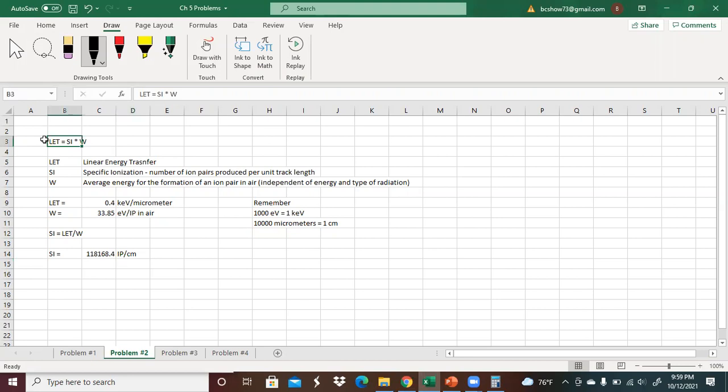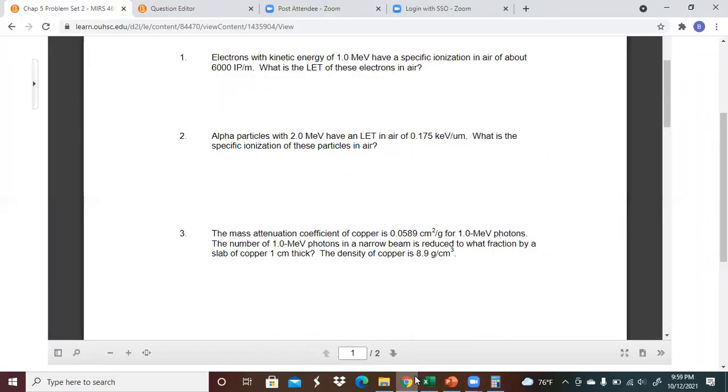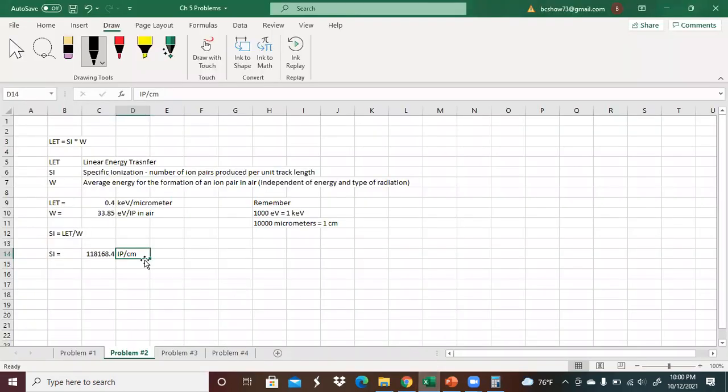Again, for the specific ionization, we're going to come from this particular formula. I've got all of that written out here again. I know what the linear energy transfer is, and I spelled that out to micrometer. We know what the average energy is. All we have to do here is solve this formula for SI, and we come up with this. Yes, I changed the numbers to be something different than what we had here, but the principle still remains the same.